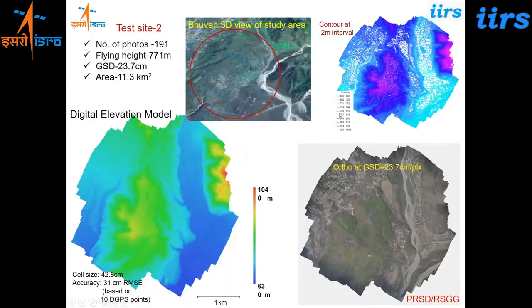So this is another area where we tried the same kind of thing with variable altitude to get a kind of accuracies. So at GST, we flew at an altitude of 700 meters from the ground, so 23 centimeters. When we flew at 150 meters, we could get the spatial resolution of around 2 centimeters or so.